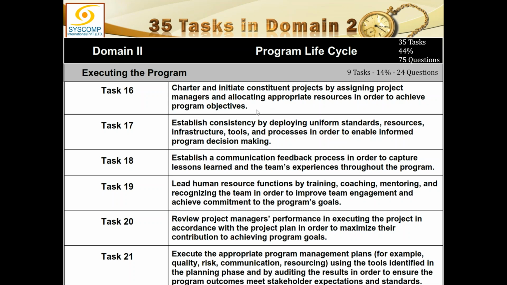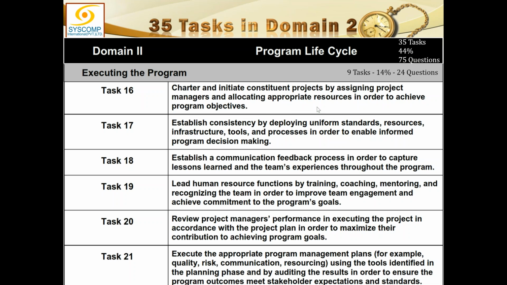So charter and initiate constituent projects by assigning project managers and allocating appropriate resources in order to achieve program objectives. So program manager is looking at it from the program perspective. So naturally, he must have gone through some kind of feasibility. He must have created his own business case for whatever kind of projects are to be initiated. And therefore, he created a charter, initiated those projects, and assigned a project manager for each one of them, and allocated him the resources and gave him the program objectives to align with. So that was the portion the program manager was responsible for. Now the project manager will plan his project, and he will align himself with the program.